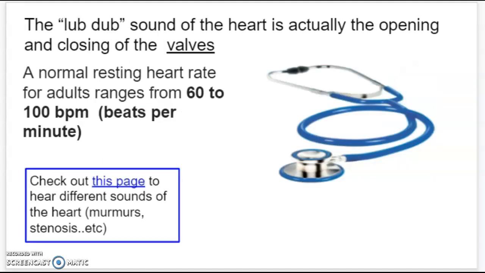Now when you hear your heart beating, it's a lub-dub, and what that actually comes from is those valves that are shutting when your heart beats. And usually a resting heart rate should be somewhere between 60 to 100 beats per minute. Like a lot of runners, sometimes it's even lower than that, because your heart's very efficient at beating because the muscle is very strong.